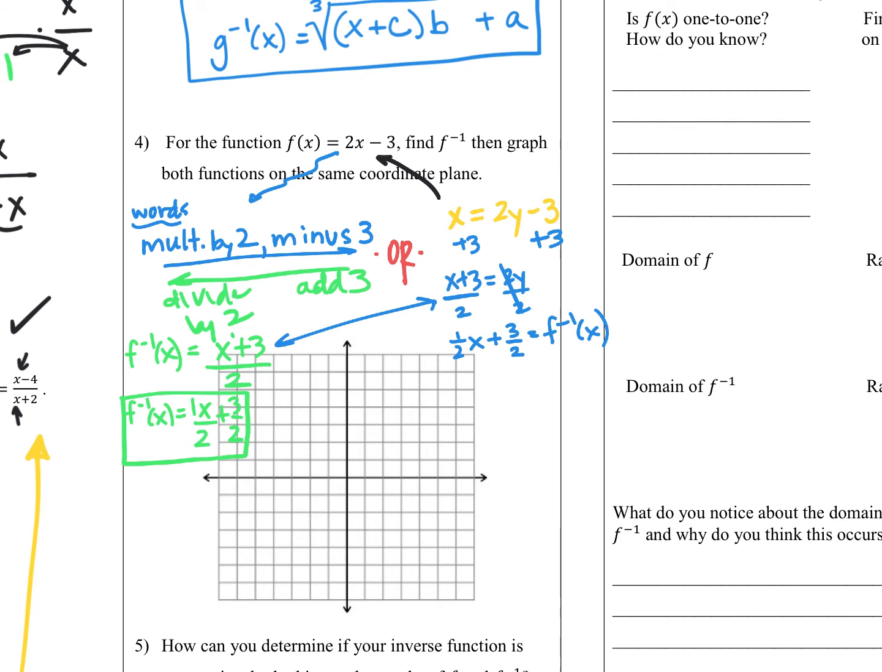So next we're going to sketch these guys. The original function, again, is in slope-intercept form. The y-intercept is -3, so I'm going to sketch that on my graph. The slope is 2, so I'm going to go up 2 over 1.